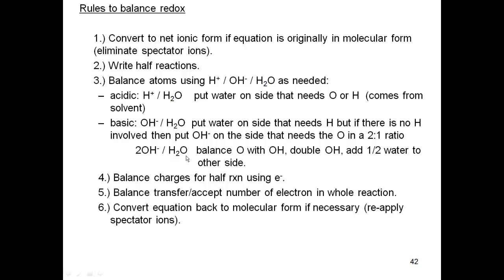I might have to do it 2 or 3 times, or I can go directly to it and fix it from the beginning if I'm just balancing oxygens. By that I mean I'll figure out how many oxygens I need, double that many OHs on the side that needs it, add half as many waters to the other side, and I'll be balanced. Okay, I'll show you that in an example, in the last example in this chapter.